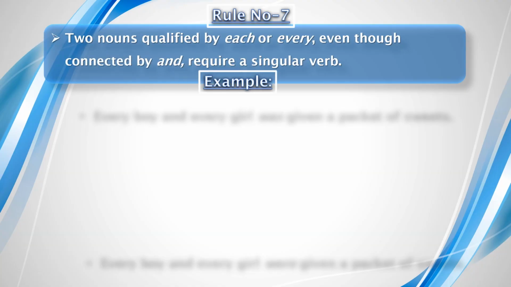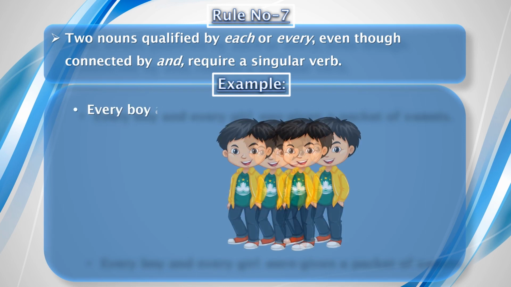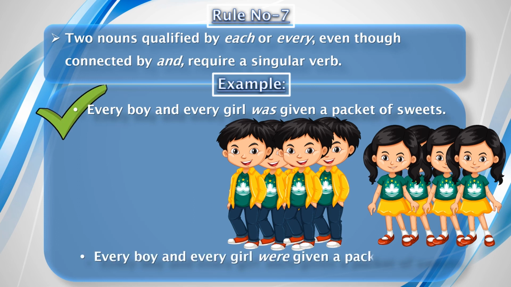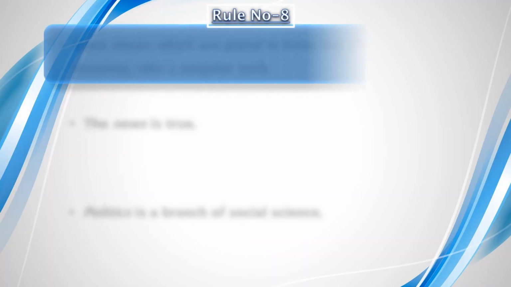For example, every boy and every girl was given a packet of sweets. Because I'm using here every boy and every girl. Though I'm joining it by and, but still the verb will be singular and not plural. Okay, so is it clear? Actually, there is another rule, like some of the nouns you may get confused, which may seem to be plural in form.